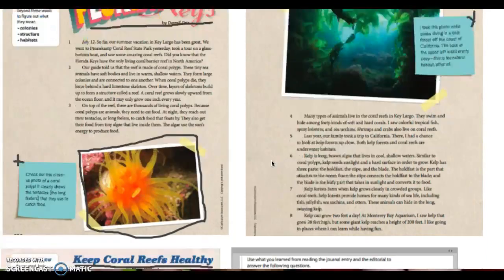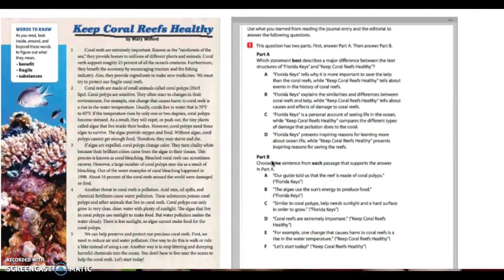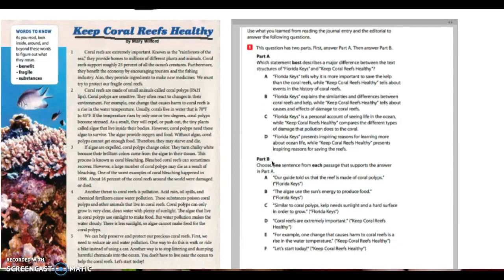And the next one, keeping coral reefs healthy, I heard a lot of things that were happening to coral reefs, and I heard words like as a result and therefore. Looking at as a result and therefore, I know that keeping the coral reefs healthy is going to be cause and effect. It's telling us the cause of coral reefs dying and the effect that it's having on the environment.